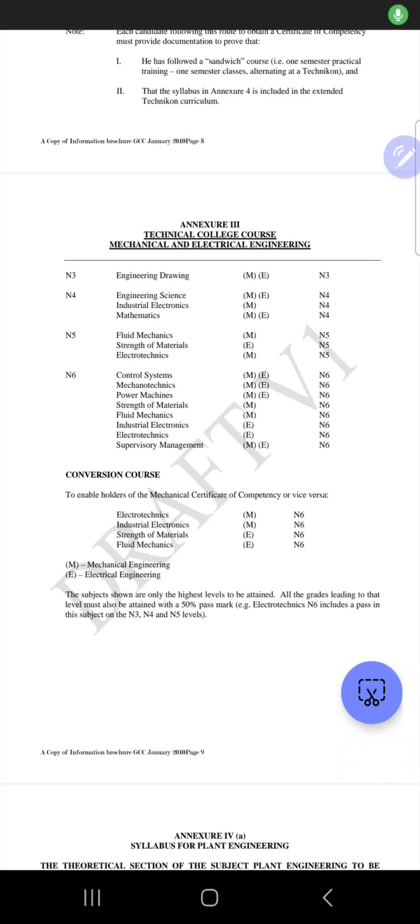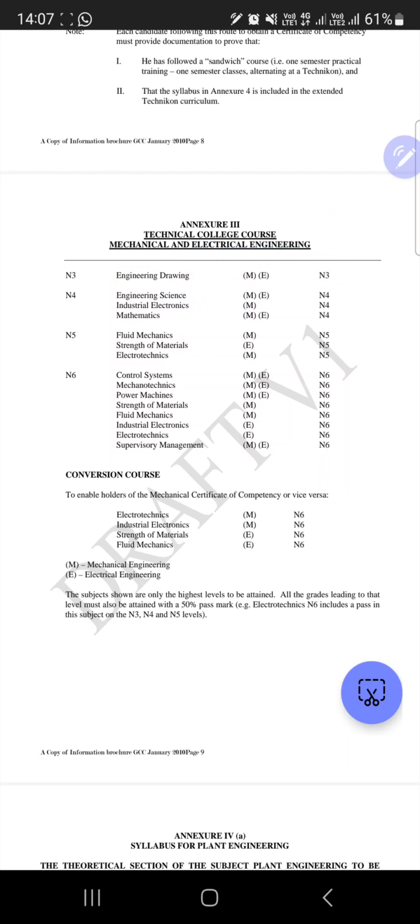How are you guys? Today we want to highlight the subjects that are needed for you to qualify for GCSE. So these are the subjects here. So here you need engineering drawing entry.